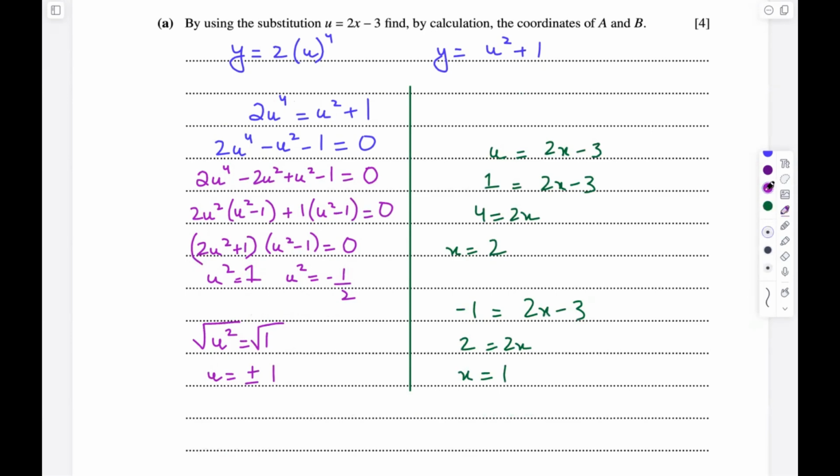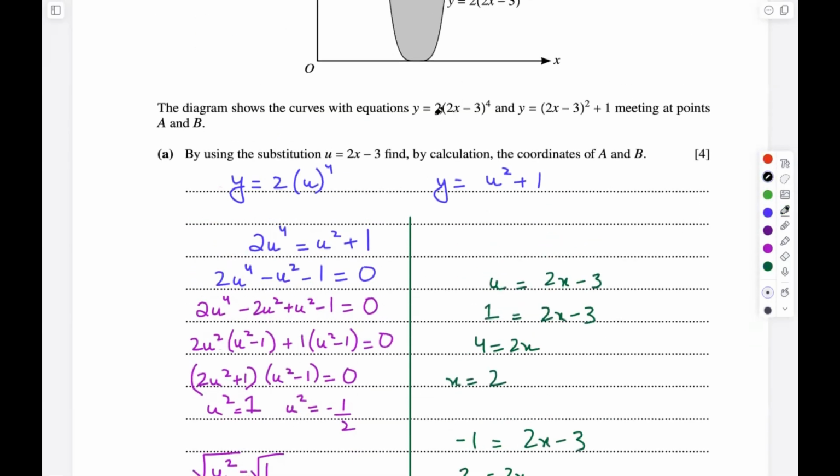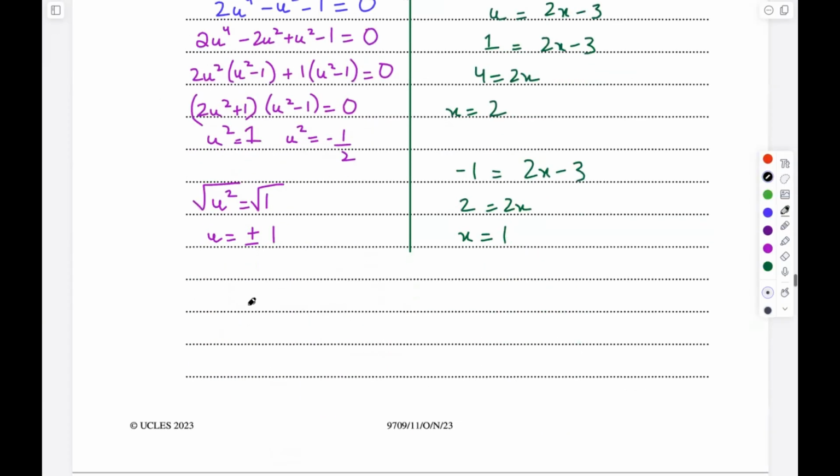Once we have the values of x, we can use either of the two equations to find the value of y. So using y equals 2 into (2x minus 3) to the power 4. So the equation is y equals 2(2x minus 3)^4. Taking x equals 2, this will become 2 into (2 times 2, 4, 4 minus 3 is 1) to the power 4. So that will be y equals 2. So when x is 2, y is also equal to 2.